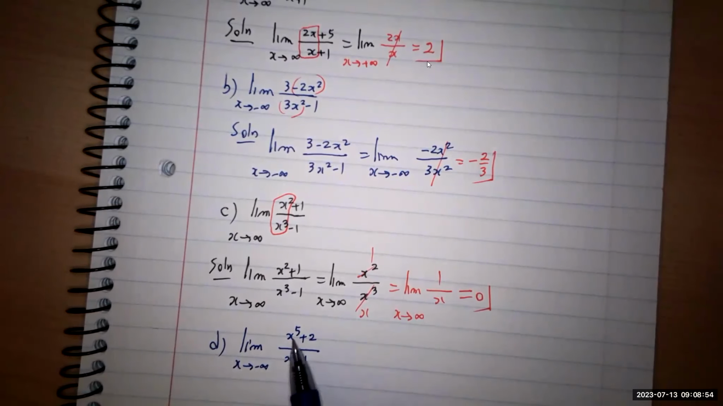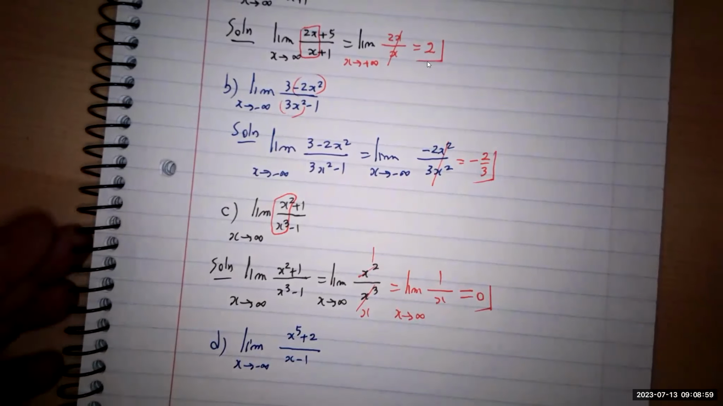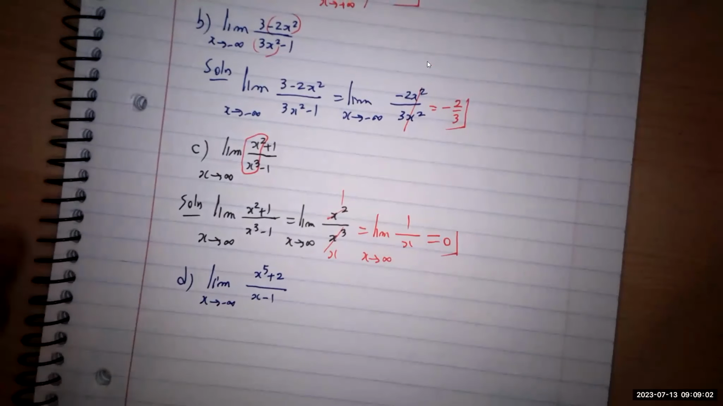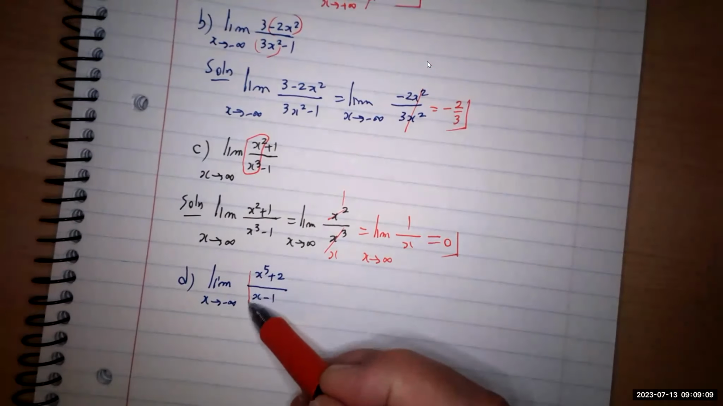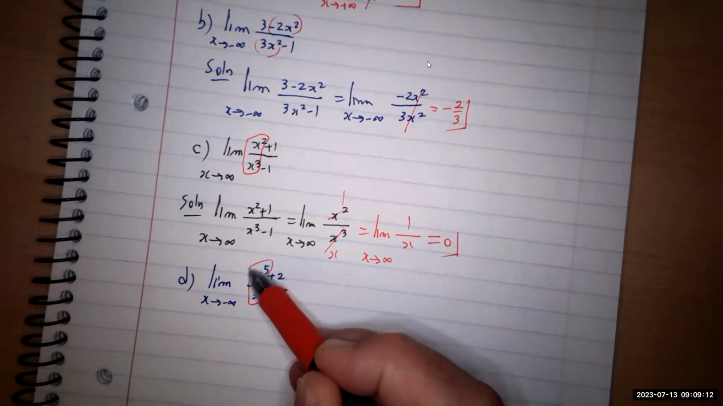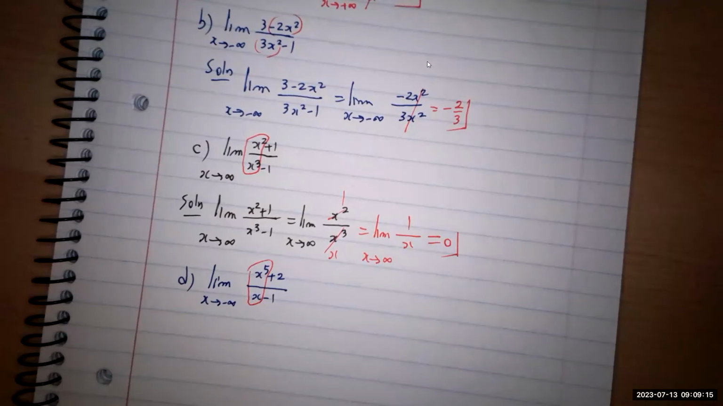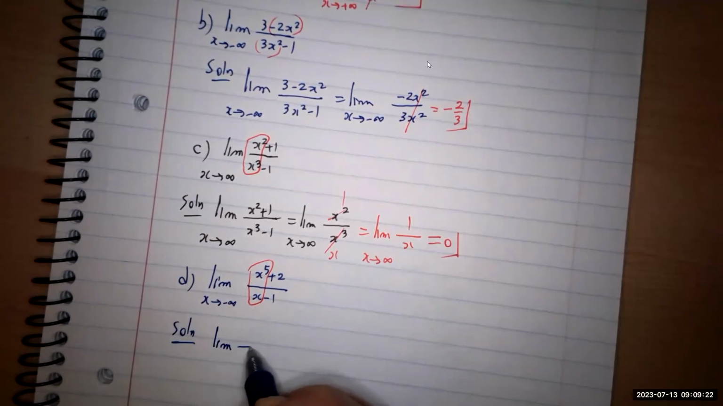Again, you see the degree of the top is higher. So the infinity is up there. So this limit would be infinity. It may be positive or negative, depends on the power that you're going to have. Just for future, but now, again, shrink it to its leading term and investigate it. So the solution is going to be, we have the limit of x to the 5th plus 2 over x minus 1, x goes to negative infinity.